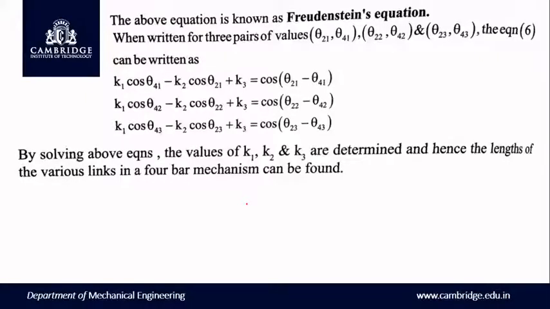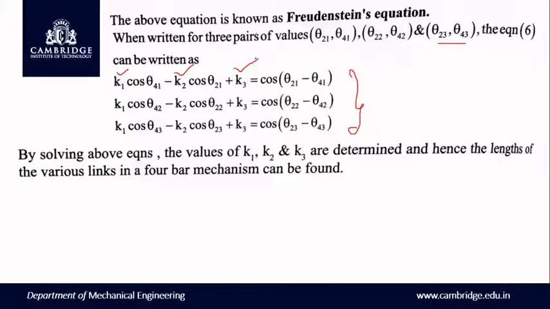When written for 3 pairs, we can consider theta 21, theta 41, theta 22, theta 42 and theta 23, theta 43 in equation 6, which can be written in this form. So here we have 3 equations and 3 unknowns, which are k1, k2 and k3. By solving these 3 simultaneous equations, we can find the values of the constants k1, k2 and k3. Hence further we can find the lengths of the various links.